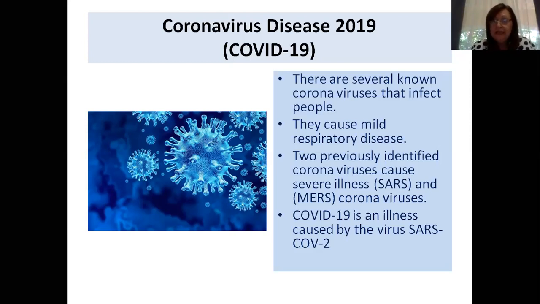COVID-19 is an illness caused by the virus SARS-CoV-2. The most likely ecological reservoir for SARS-CoV-2 is bats. It is believed that the virus jumped the species barrier to humans through an intermediate animal host, a domestic animal, a food animal, or a wild animal, which has not yet been identified.